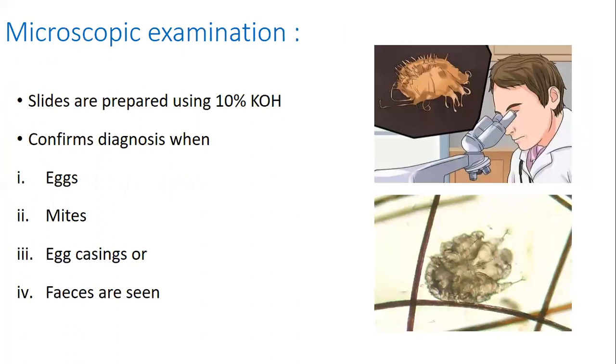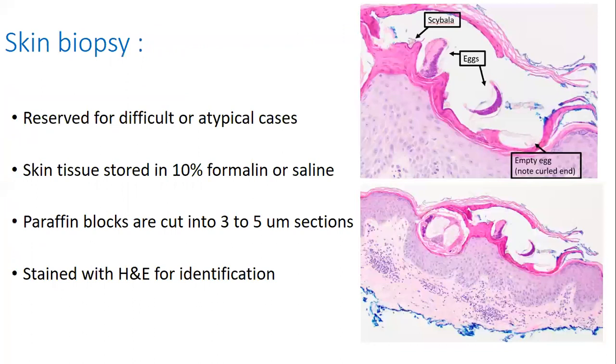Then microscopic examination. Slides are prepared using 10% KOH. It confirms the diagnosis when mites, eggs, casings or feces are seen in the slides. Then histopathological diagnosis of scabies is done by skin biopsy, or it can be done using the skin scrapings also. It is reserved for difficult or atypical cases.